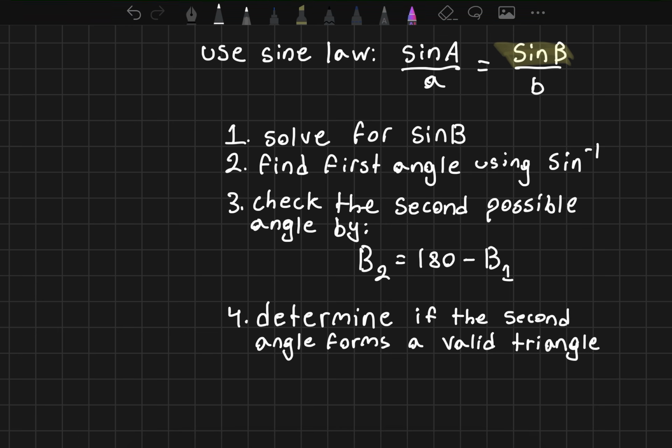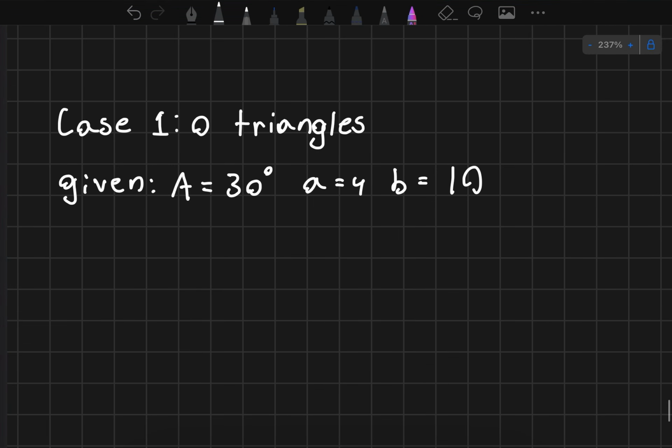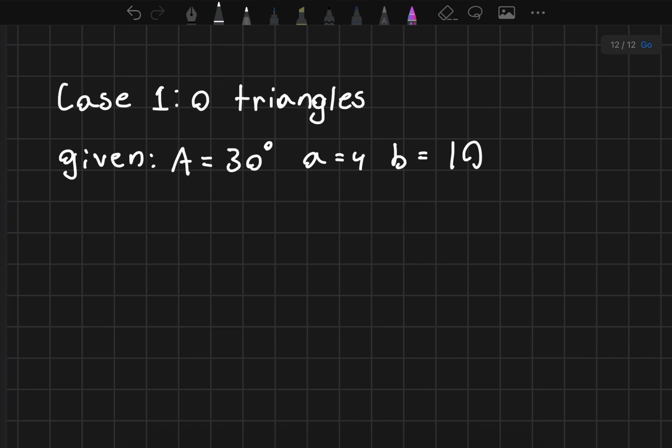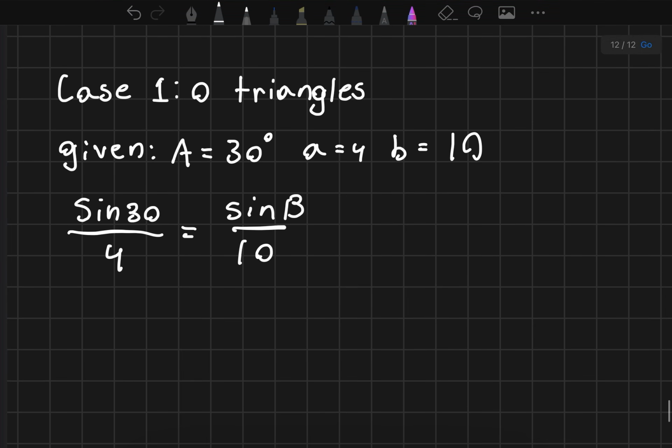Now let's go over the first case of the ambiguous case of sine law. The first case is when there are no triangles. So we'll use this as an example. We have 30 degrees as the angle, A is equal to 4 and B is equal to 10. So let's set up the equation. Sine of 30 over 4 is equal to sine of B over 10. And we'll just rearrange that.